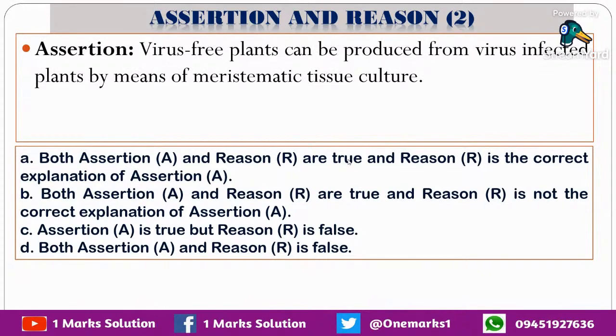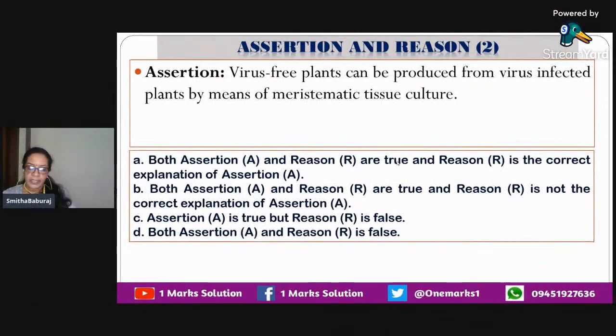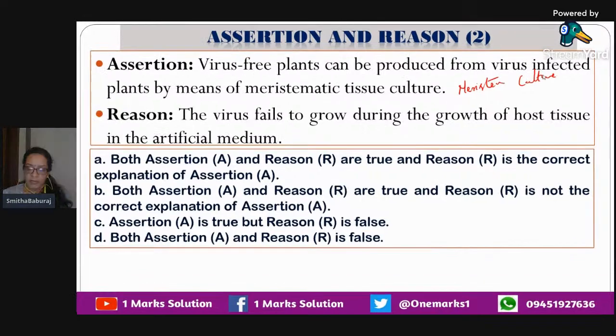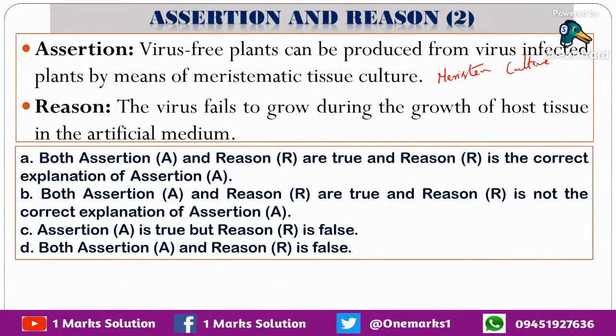Virus-free plants can be produced from virus-infected plants by means of meristem culture. No doubt that is correct. So we know that using meristem culture, usually we produce that. And what is this? The capacity to create a new organism from a single cell, which plants possess, that is totipotency. And this culture is based on totipotency.